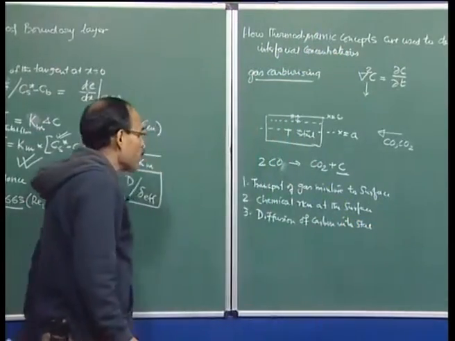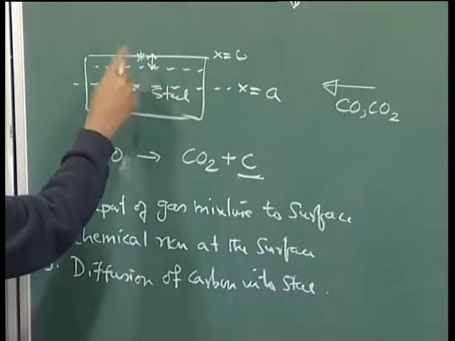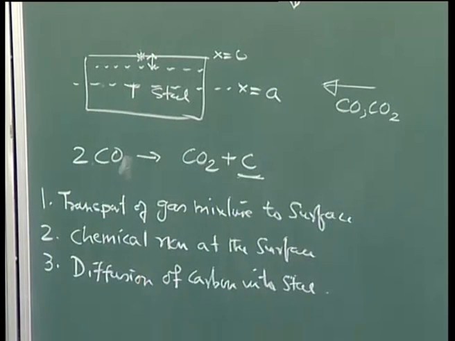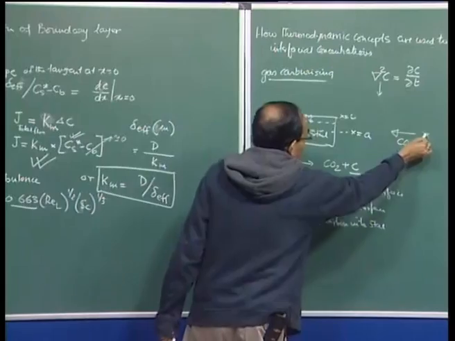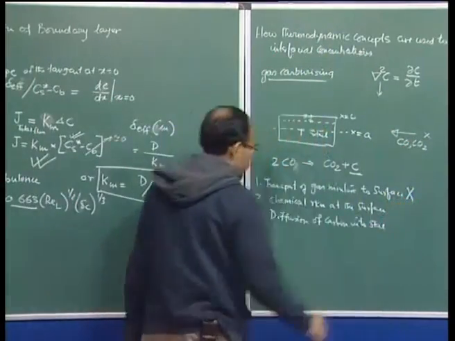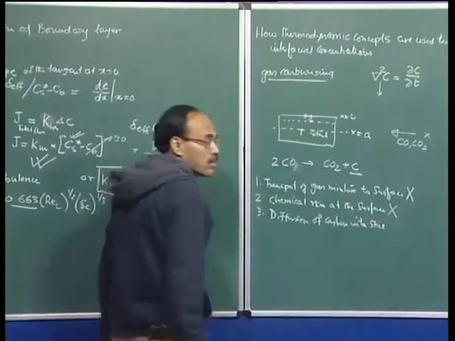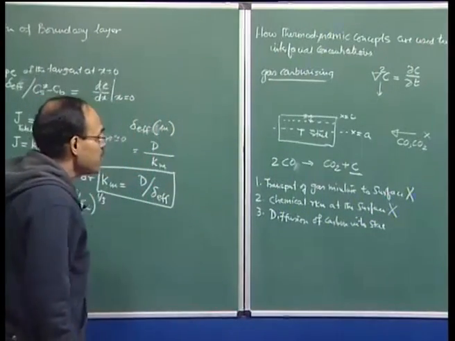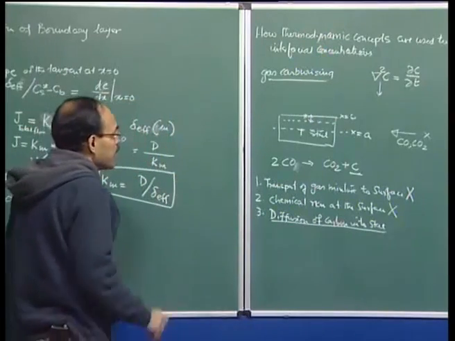So, the rate at which the case depth is growing is a function of the rate of these three processes. I can now make an assumption that the gas whatever I inject here reaches immediately here, so this is not the rate limiting step. Similarly, this is a high temperature process, so I can say the chemical reaction is not rate limiting, it is the diffusion of carbon that determines the rate of growth of the layer.